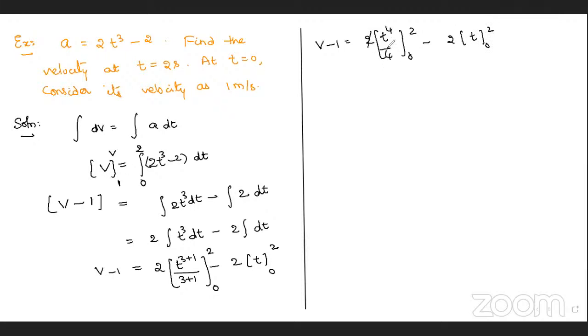Better I cancel here. The 2 2's cancel. Now I am going to substitute. I think this is correct. t power 4 means first the upper limit: 2 power 4 by 2, minus the lower limit 0 power 4 by 2. Upper and lower limits substituted here. Minus 2 into, here also first the upper limit 2 in place of t, minus the lower limit in place of t, that is 0. So in substituting the limits, do you have any doubt, Nana?